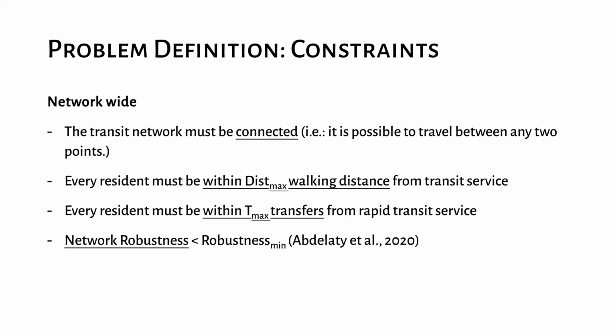So as for the problem definitions, again, when it comes to constraints, it is possible to have more, but I believe these are the essence of the key to defining a transit network design problem. It must be a connected network. It must be within some walking distance from each other. That's the coverage requirement, and then a maximum transfer requirement, as well as one from rapid transit services, as well as a network robustness criterion. That's how your network reacts in the case of a disruption.